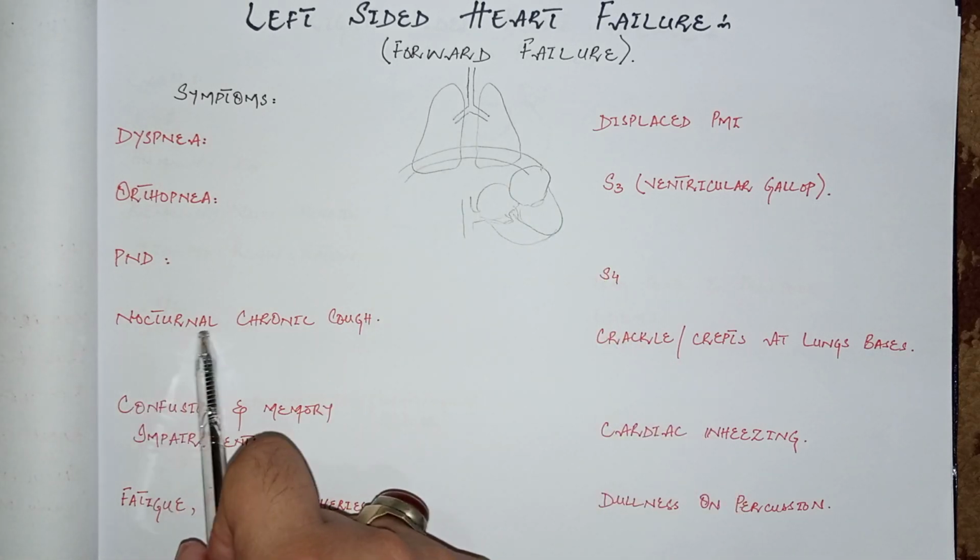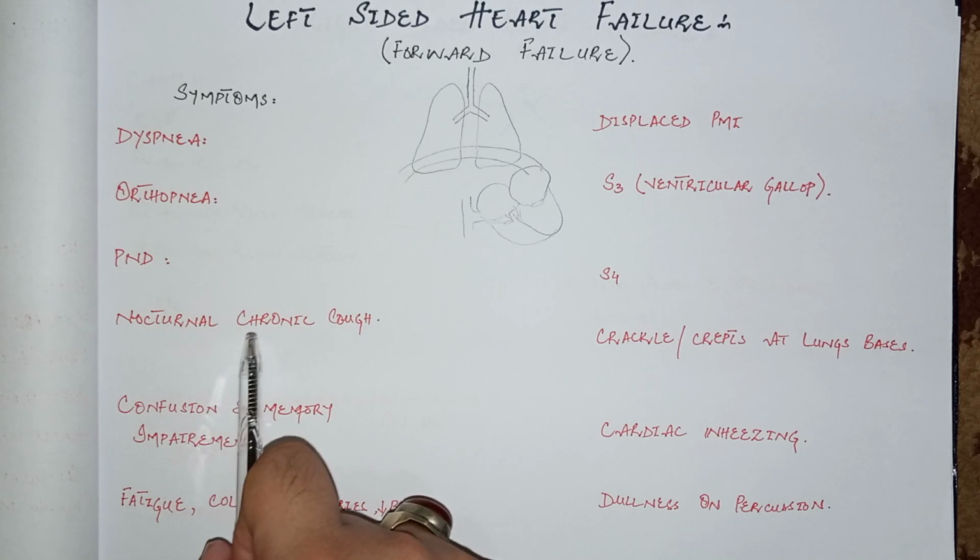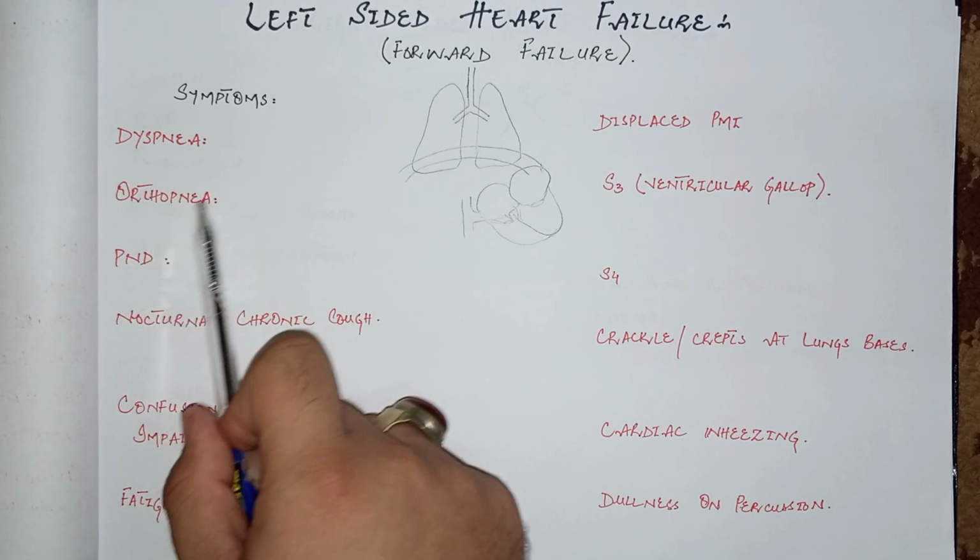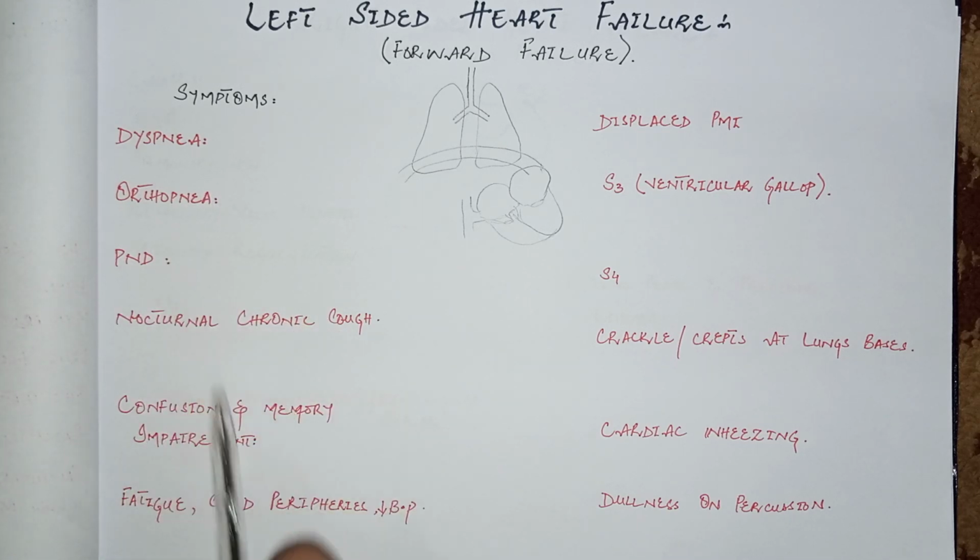Other features are nocturnal chronic cough. The reason for this chronic cough is the same as that of orthopnea and PND. Now, the patient may develop features of confusion and memory impairment. This is because of reduced blood supply or reduced oxygen supply to the brain in severe cases of heart failure. Other features are fatigue, cold peripheries and decreased blood pressure.